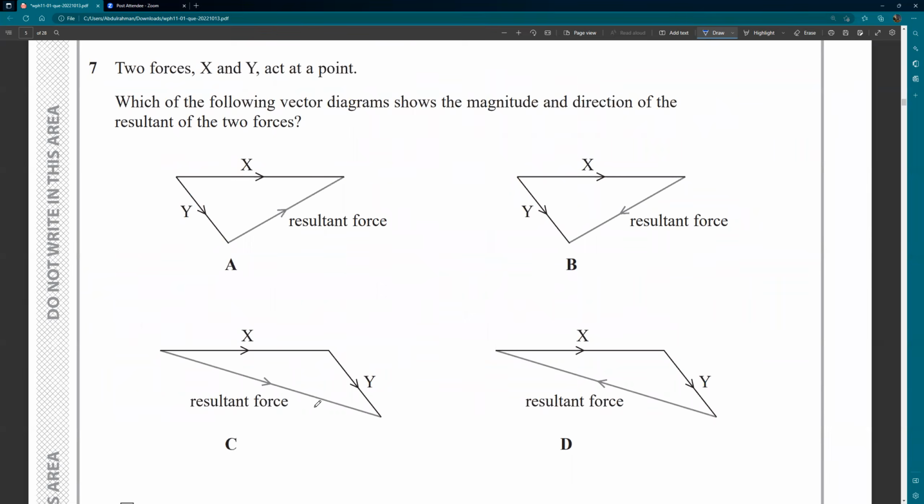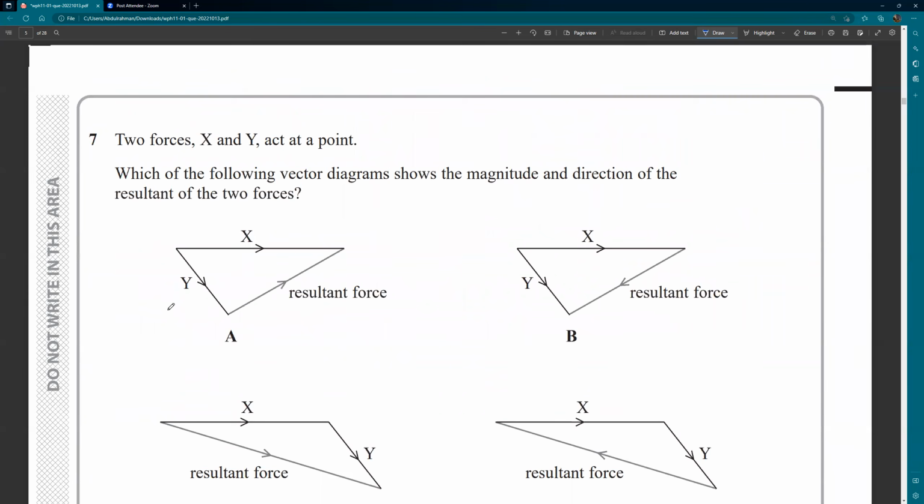All right, two forces X and Y act at a point. Which of the following vector diagrams shows the magnitude and direction of the resultant of the two forces? Well, for any two vectors that sum to give a resultant, when you're drawing and illustrating it, you have to draw the vectors tip to tail. So that's the rule. These two vectors, X and Y, are drawn tail to tail. So it can't be A. For the same reason, it cannot be B.